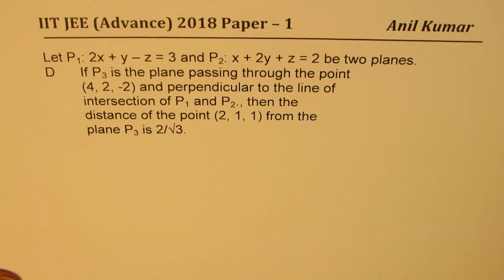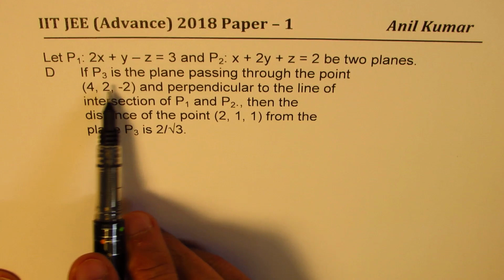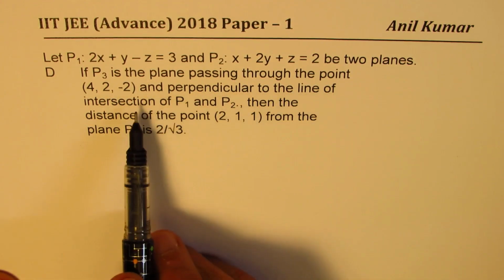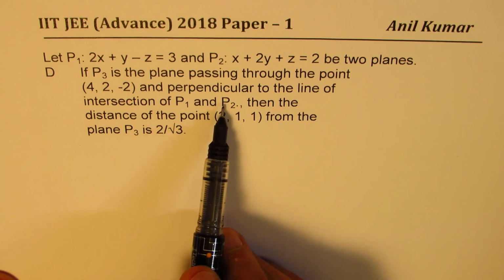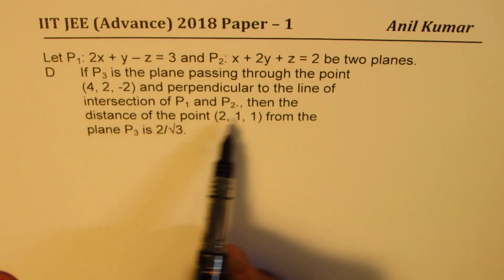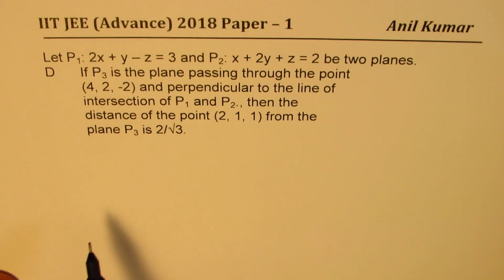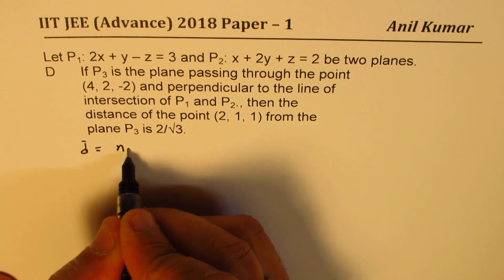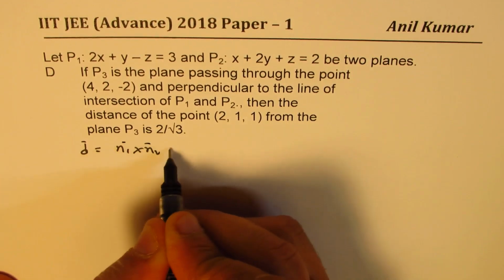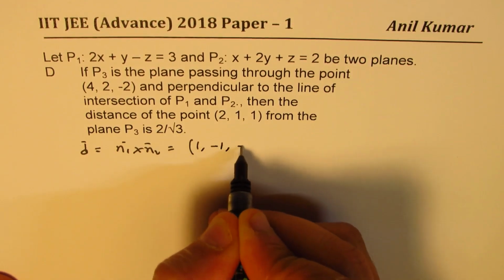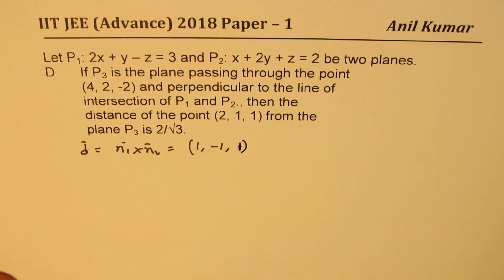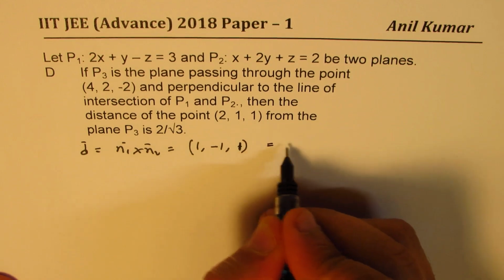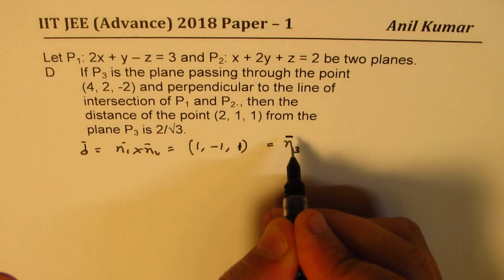Part D is, if P3 is a plane passing through the point and perpendicular to the line of intersection of P1 and P2, then the distance of this point from the plane is given to you. So we found that the direction of intersection, which was n1 cross n2, we found this to be 1, minus 1, 1. So we'll take this direction.